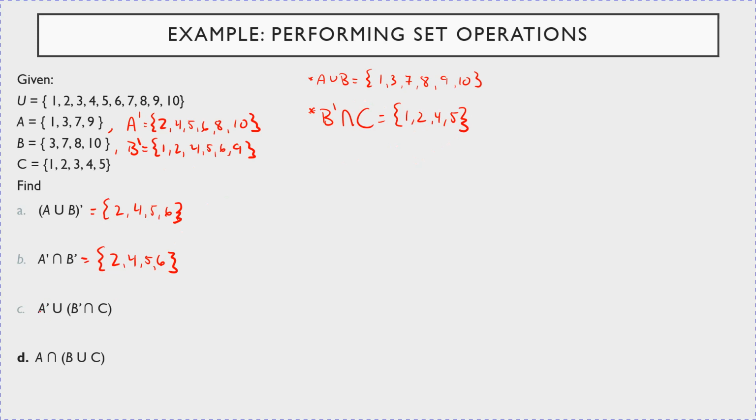Now, this is where it's crazy, I have to union it with A complement. Here's A complement. It's 2, 4, 5, 6, 8, and 10. When you union them, you're pushing them together. A complement starts with a 2, but I also have a 1 over here, so it's 1, 2, and then they both have a 4, they both have a 5, and then it's the rest of what's in A complement, which is 6, 8, and 10.